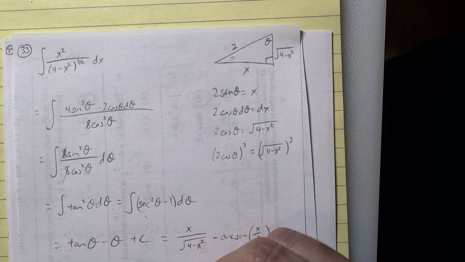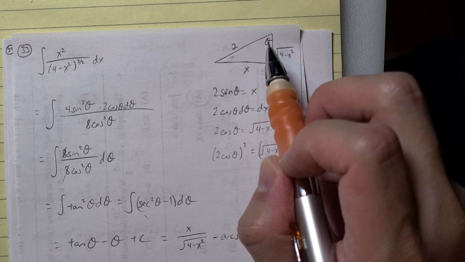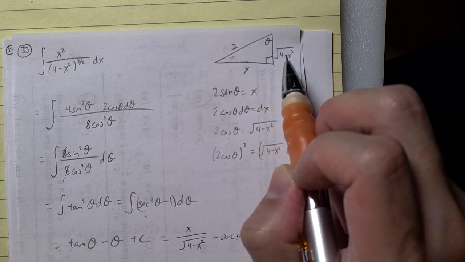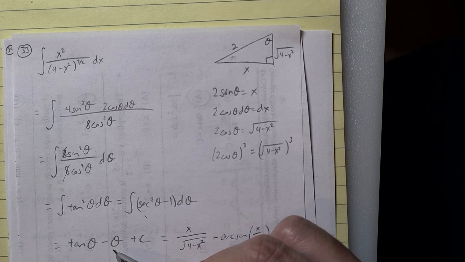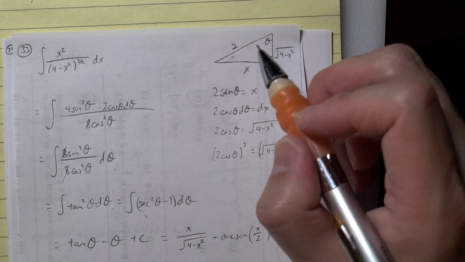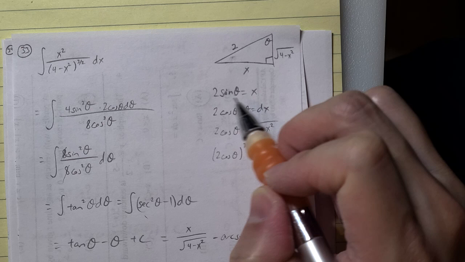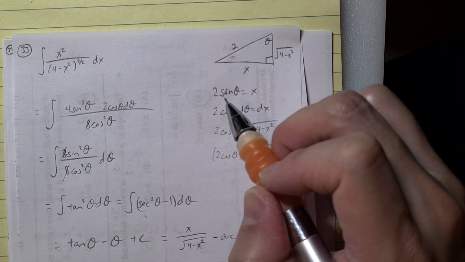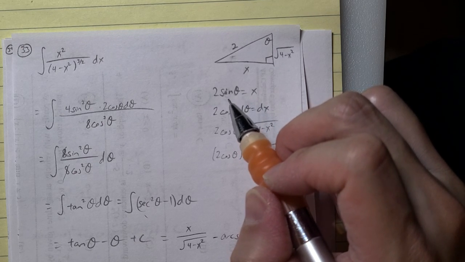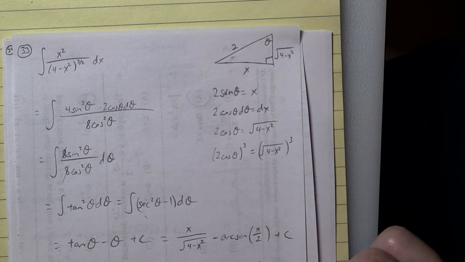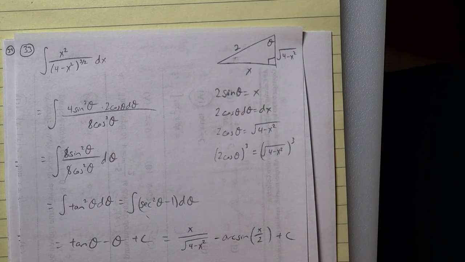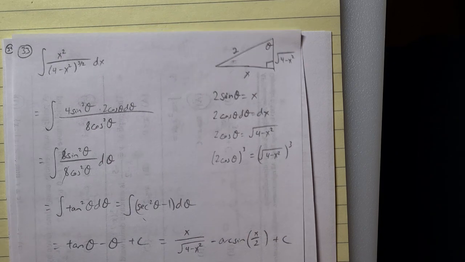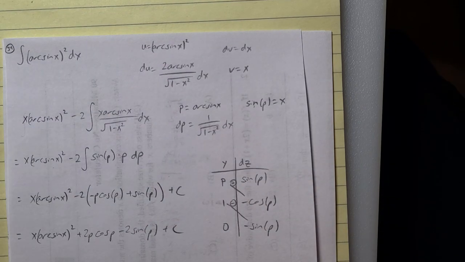What is tangent theta? We have to use our triangle. Tangent would be x over the square root term. So that's here. Minus theta, what is theta? You can use any of the arc trig functions. We already have our definition here. We could just do theta is arcsine of x over 2, and then plus c. So this is a classic trig sub problem.